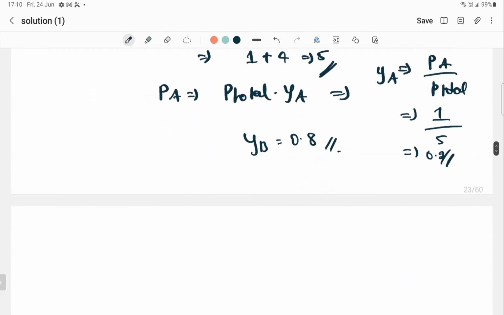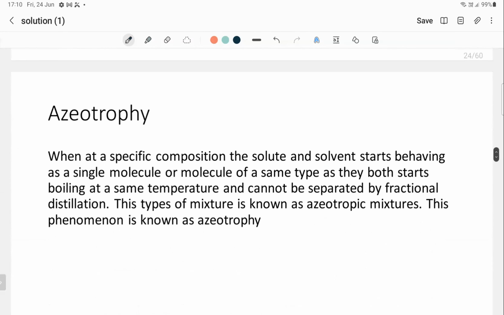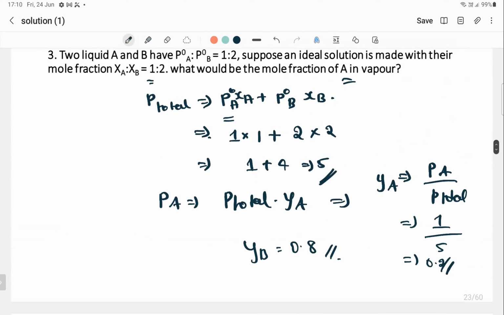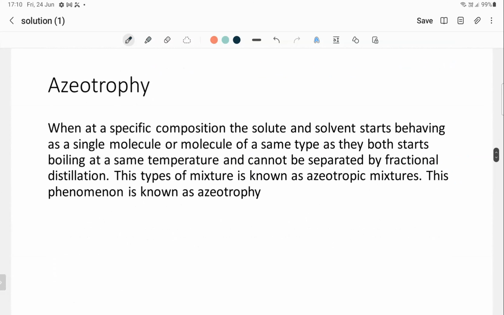Okay. So now we are getting into a new topic, that is azeotropes. Shall we move on? Now we can move to a new topic, azeotropes. Okay. So have you heard this word, simple distillation?